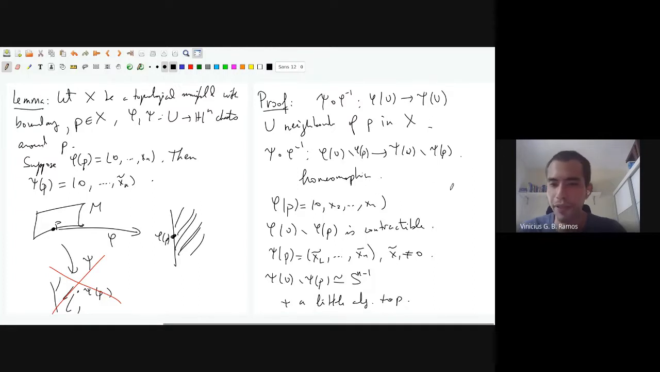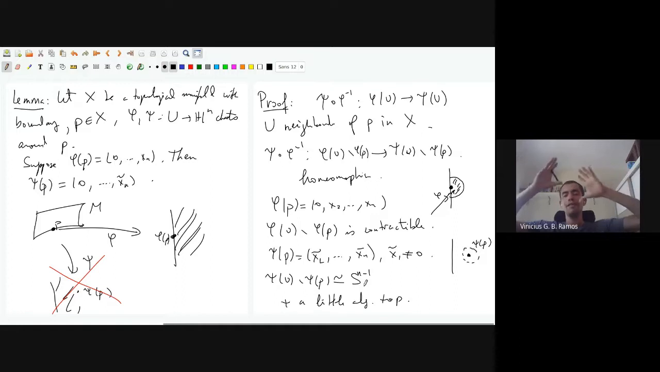Okay, so let me just draw the picture. If you take a point here and you look at a neighborhood and you remove this point, then you have something that is contractible. So this is the case for phi. And if you suppose, by contradiction, that psi of P is taken to the interior of H^n, so the first coordinate is different from 0, then when you look at a neighborhood and you remove the point, that's homotopy equivalent to a sphere. So you can deform this punctured ball into a sphere. And these cannot be homeomorphic.